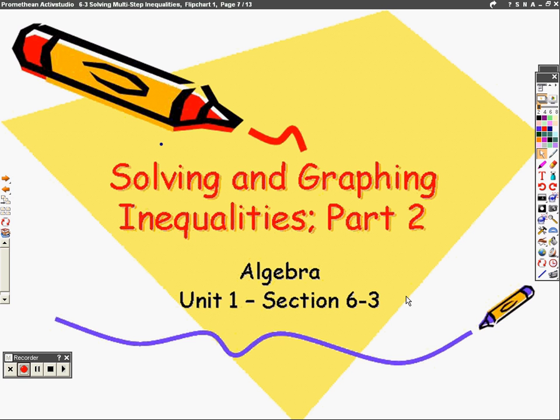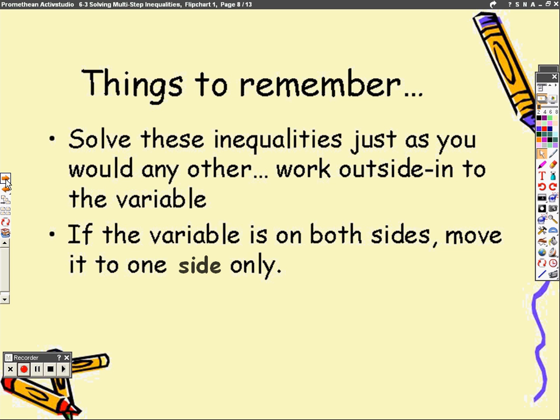Okay, today we're going to be solving and graphing inequalities. This is our second day of using that skill. This goes along with section 6.3 in your textbook. Some things you need to remember is that we solve these inequalities just as you would any other. Work outside in to the variable, and remember, if the variable is on both sides, you need to move it to one side only.